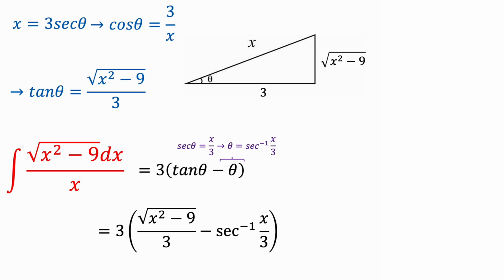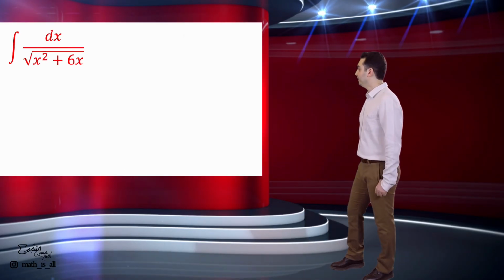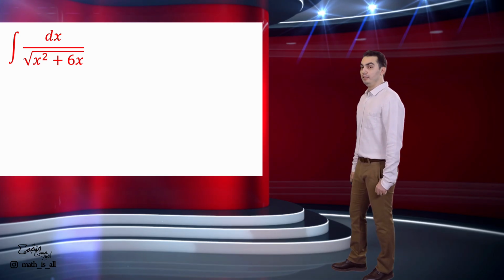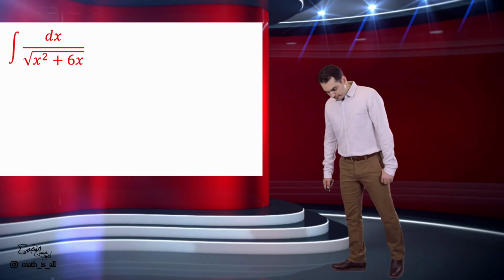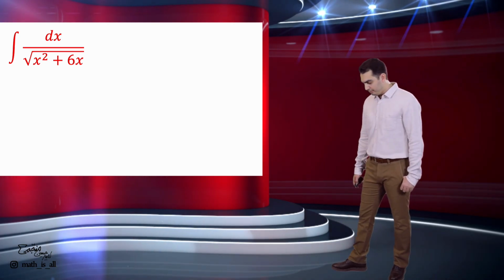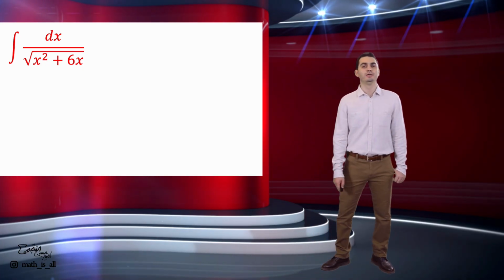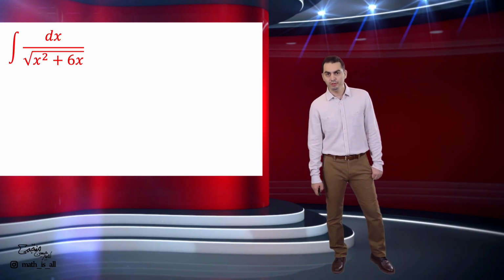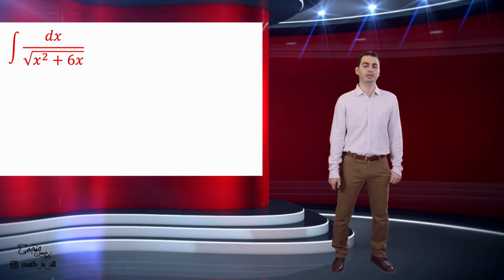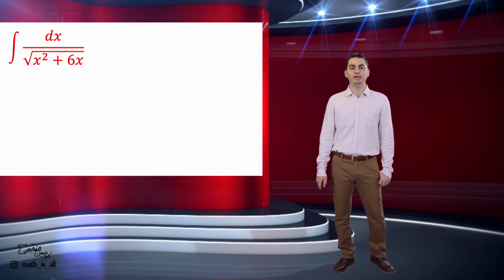Let's move on to another exercise. Everyone, please begin solving this problem. The integral of dx over the square root of x squared plus 6x. I'll give you a hint for this. The rest is up to you. What should you do? Complete the square under the radical. Everyone knows how to complete the square. If you don't know, you should check your high school textbook. I'll be waiting for you right here. So go ahead, pause the video, and come back.